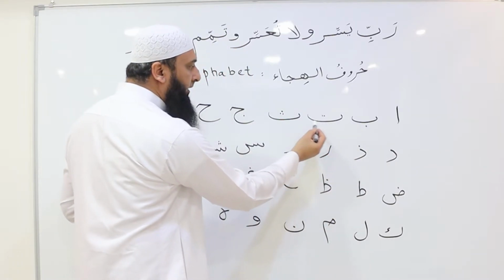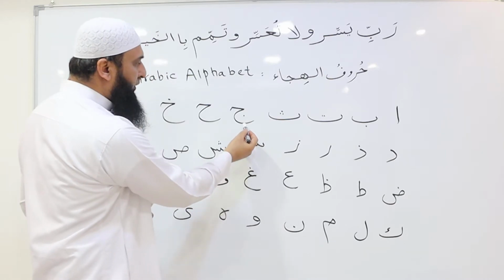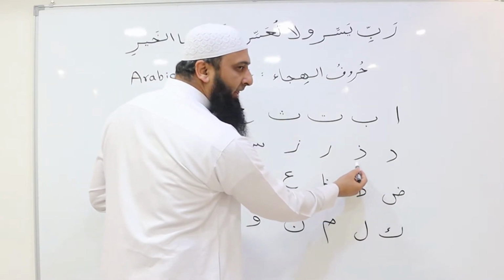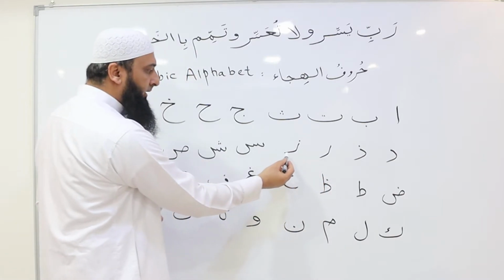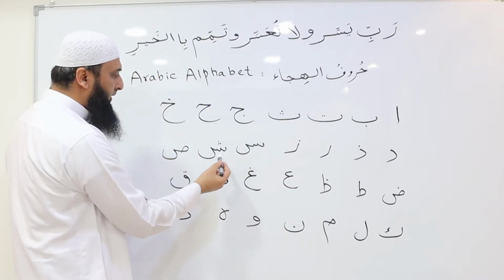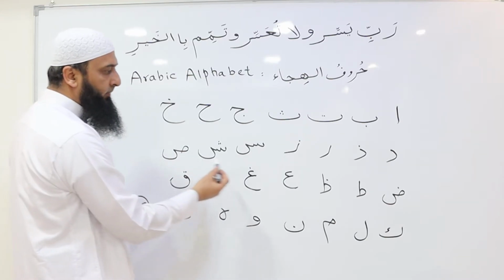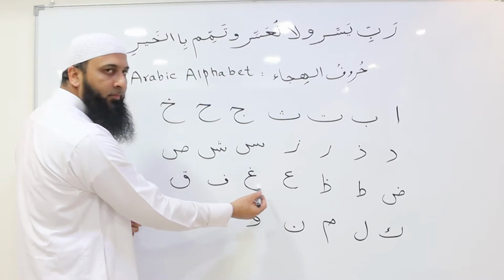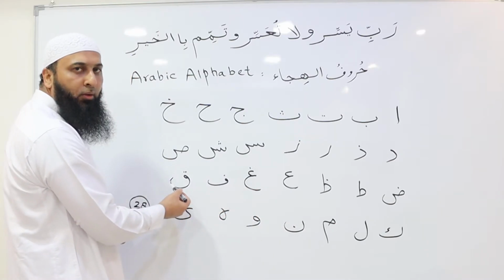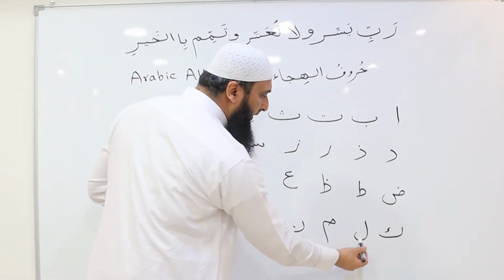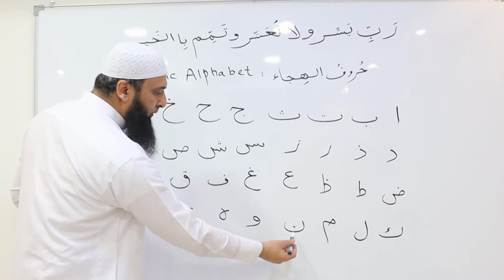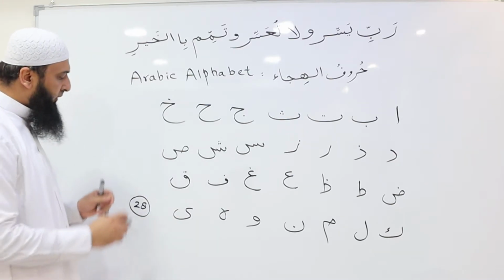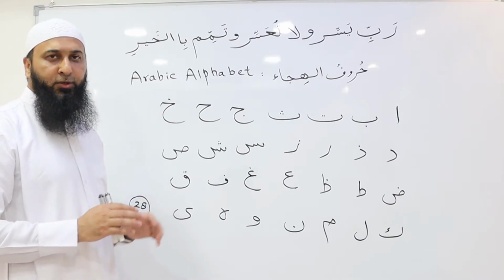Ba, Ta, Tha, Jim, Ha, Kha, Dal, Dal, Ra, Za, Sin, Shin, Sad, Dad, Ta, Dha, Ain, Ghain, Fa, Qaf, Kaf, Lam, Mim, Noon, Waw, Ha, and Ya. So these are basically 28 letters that are used in Arabic language.